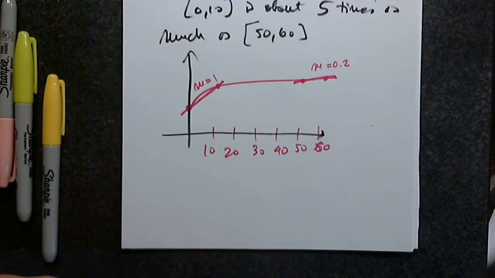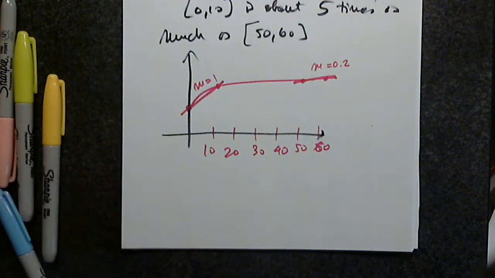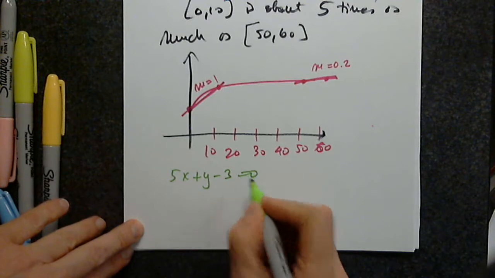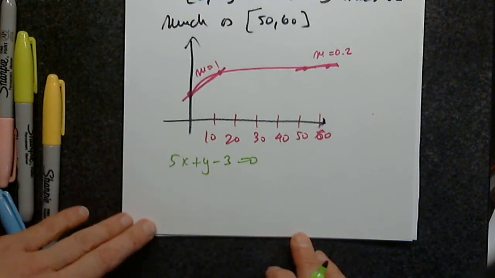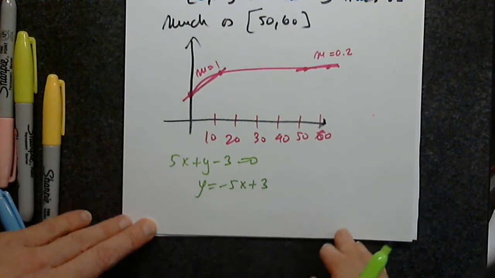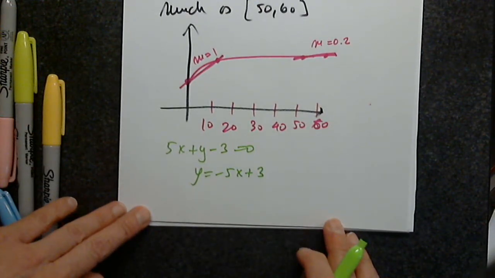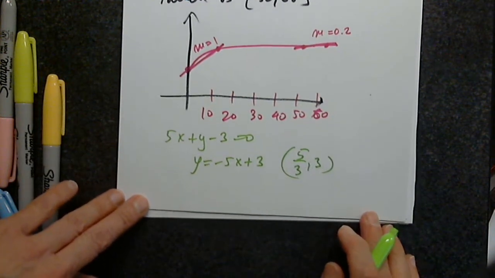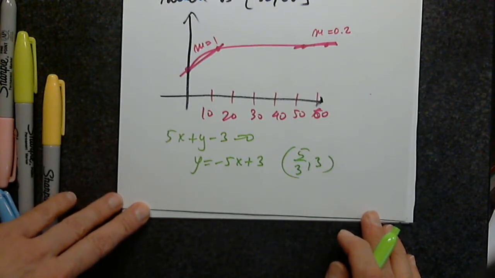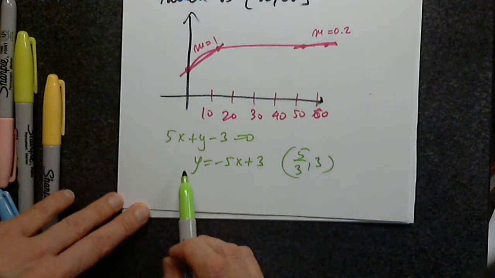Well, I don't have the directions right here, but I think it gives you, no, that wasn't 2.1. This one is where you had to solve 5x plus y minus 3 equals 0. And then you had to find, due to slope intercept form, y equals negative 5x plus 3. And the point is 5/3 and 3. And then you have to plot it. I was having a hard time with plotting it. So are we asked to graph this? Yes. Okay.